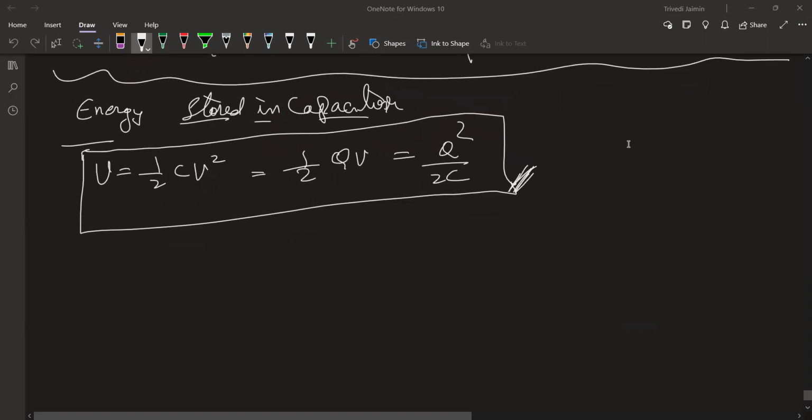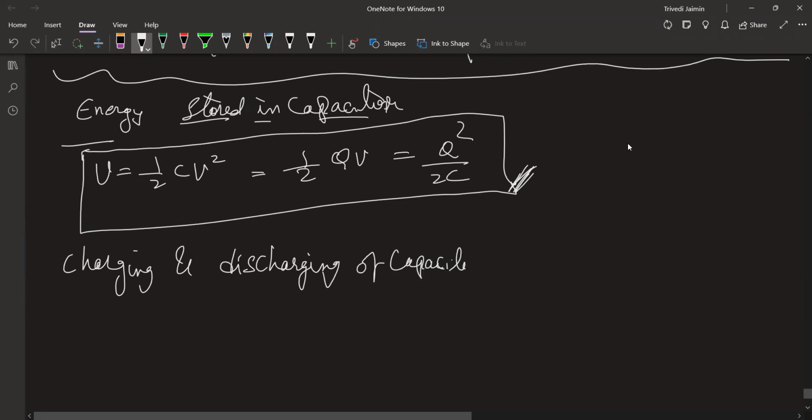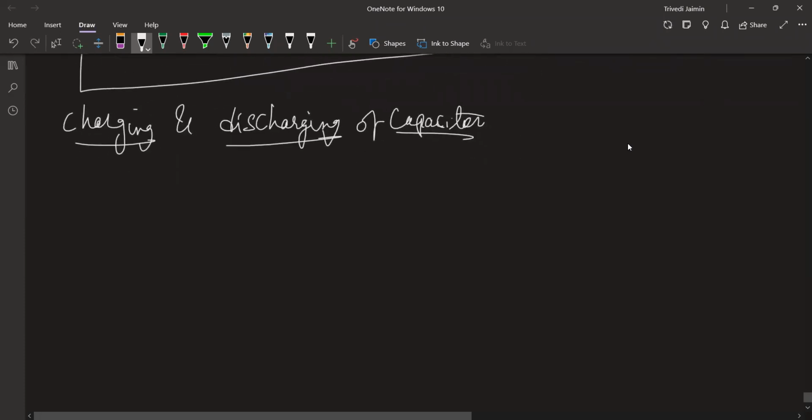Okay, guys. Sorry for waiting. Let's do this topic: charging and discharging, then Van der Graaf. That's it. Charging and discharging of capacitor.